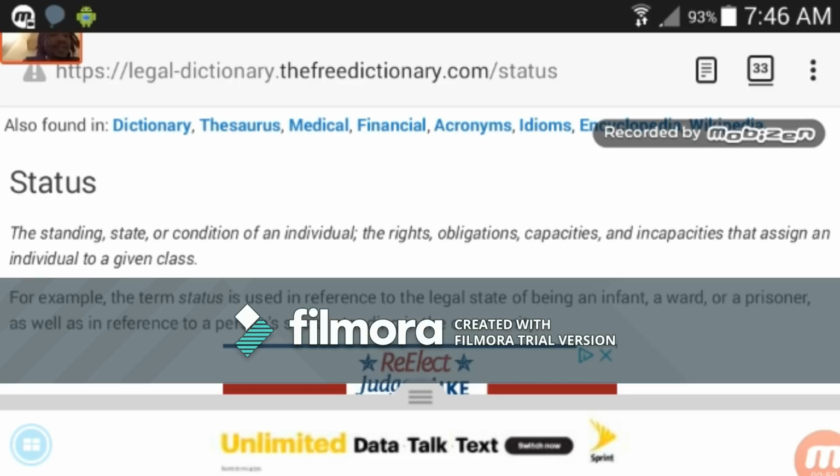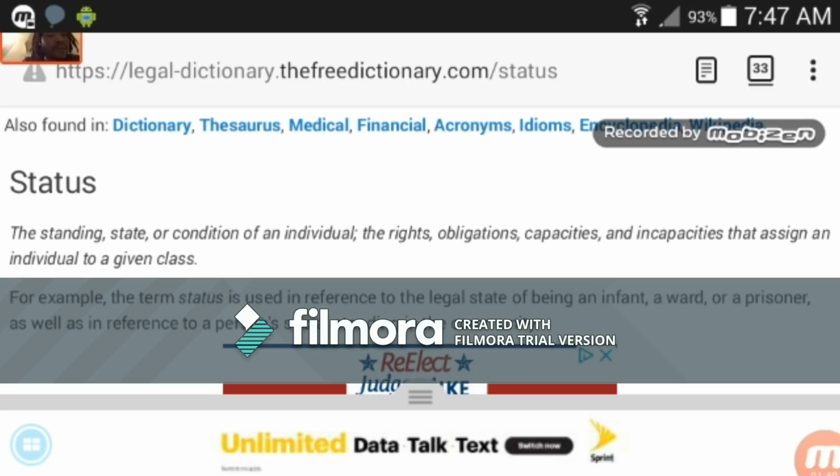This is the legal dictionary, or freedictionary.com. They have a legal section, and you can find this on other places too, but I just particularly like this one because it goes in a little bit more detail than some of the other ones on what particular status is talking about, or particularly pertaining to this. It says the status or the standing, state or condition of an individual, the rights, obligations, capacities, and incapacities that assign an individual to a given class.